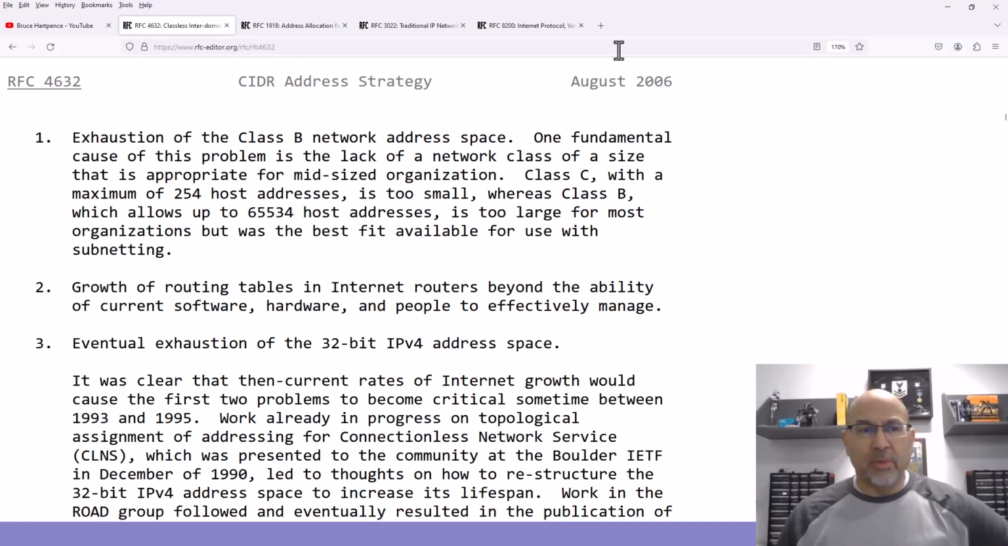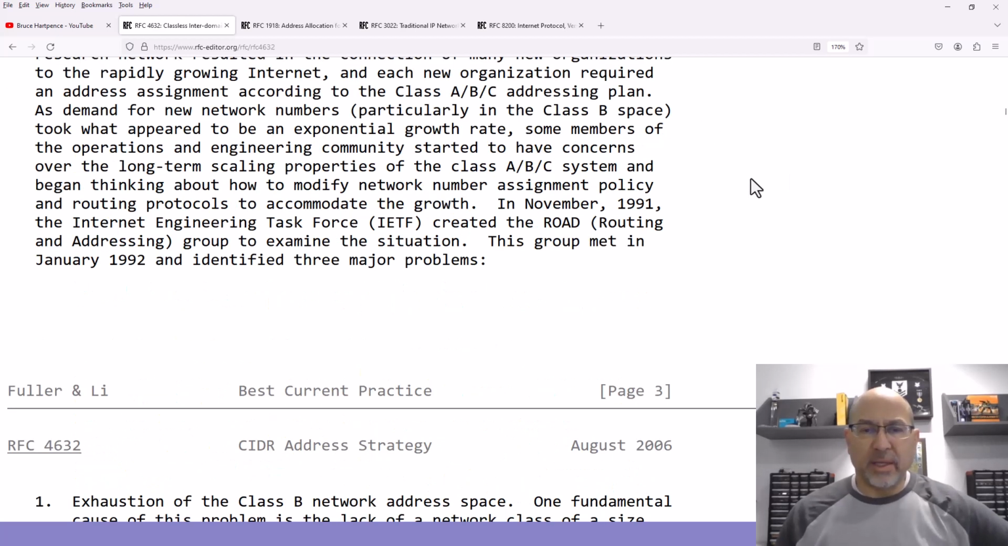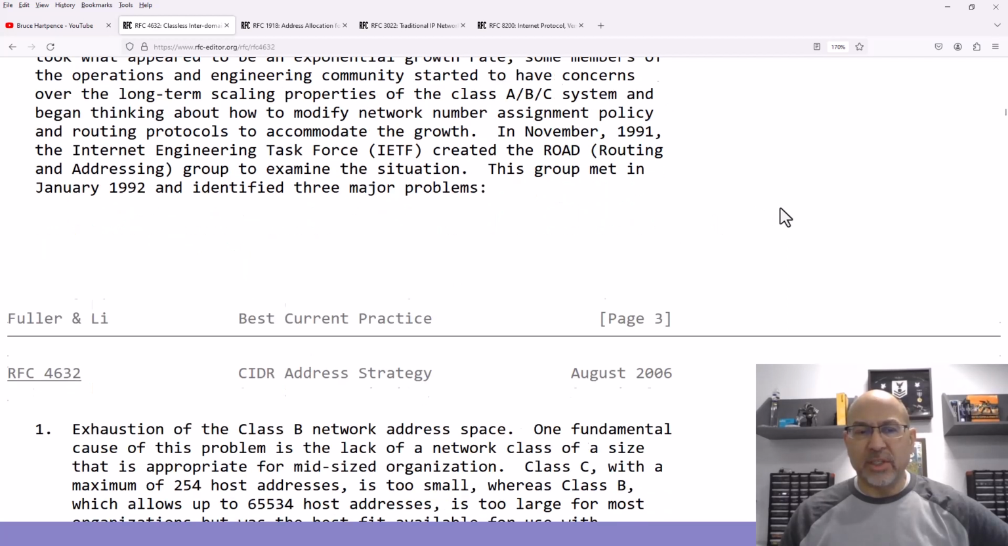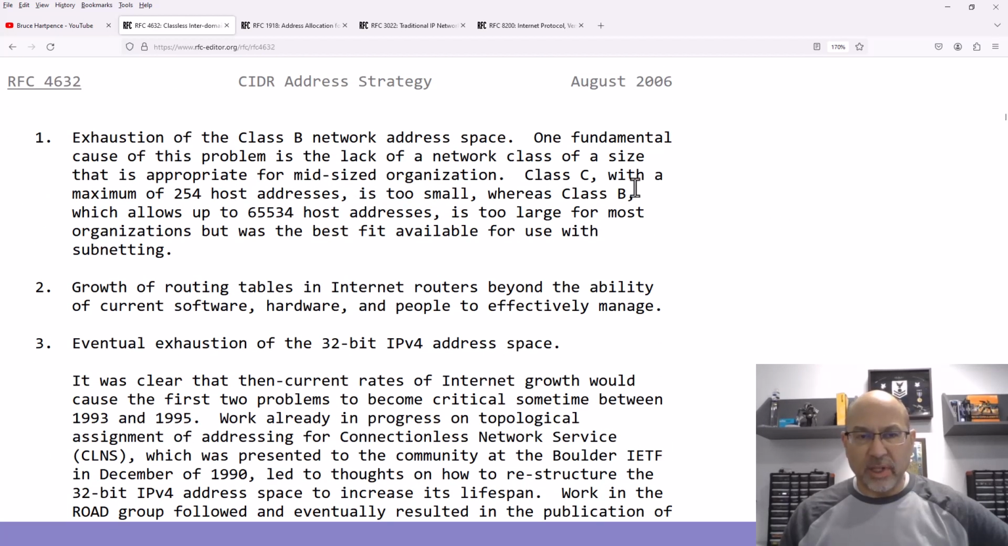Now you can see right at the top here, this comes from 2006. Now this is an update, but here we go. I guess we ought to point out that it says right here, in November 1991, the Internet Engineering Task Force created the ROAD, Routing and Addressing Group. And they met in 1992 and came up with these three problems, right? The exhaustion of the Class B address space. Okay, so we got Class A, B, and C that we allocate for hosts. And the other problem is that Class C is very, very small. Class A is enormous. So this leads to very inefficient allocation of the space.